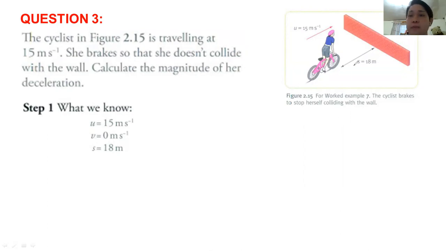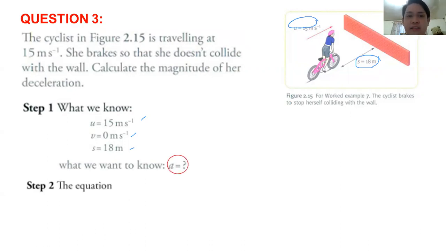Okay? So based on the given, look at the illustration. Your U is 15 meter per second, check. Your final velocity is 0, check. And then your displacement is 18 meters. So now we will try to identify what we want to know. What we want to know is the acceleration. We will calculate, but this time it's the deceleration. So expect that you will have a negative acceleration.